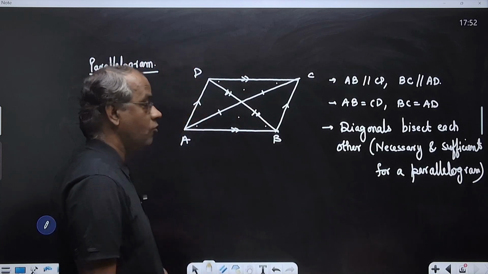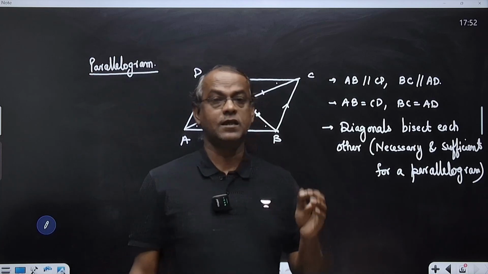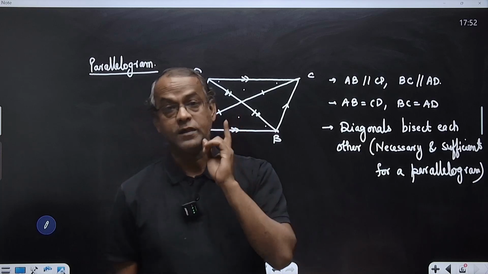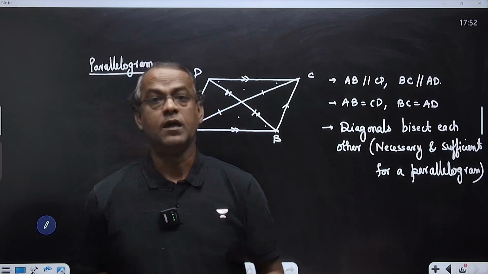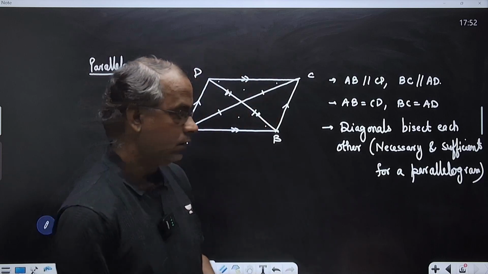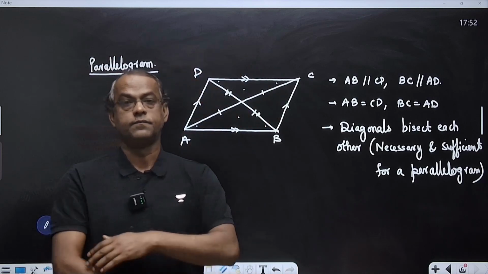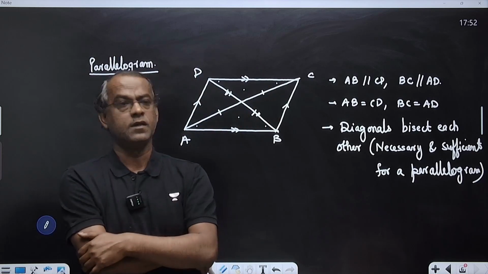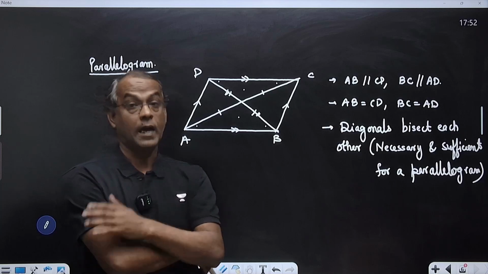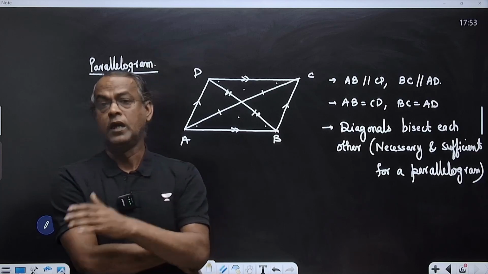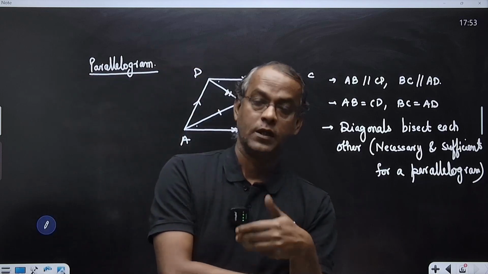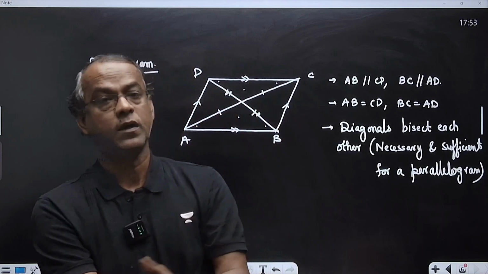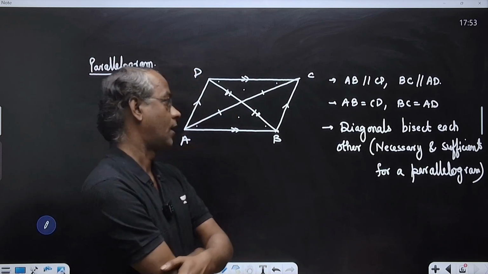In a trapezium, what we have said is that the diagonals bisect each other in the same ratio. If that same ratio is 1:1, what does it become? It becomes a parallelogram. In a trapezium, diagonals divide each other in the same ratio. If that ratio becomes 1:1, you get a parallelogram.